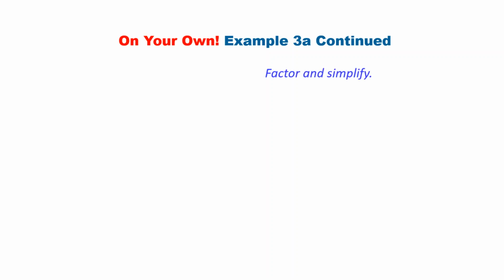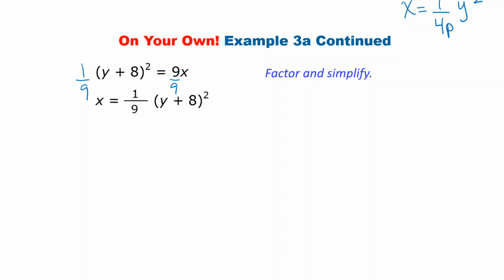And when I do that, I'm going to factor and simplify, and I end up with y plus 8 squared equals 9x. Now remember, that's not quite our equation. We said our equation equals x equals 1 over 4p y squared. All right, so all I need to do is divide everything by 9, and now it looks exactly correct. X equals 1 over 9 times y plus 8 squared.